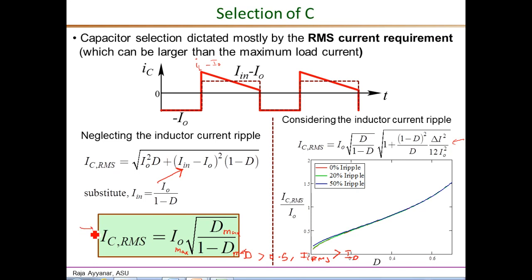So what is shown here is a very good approximation for the RMS current value, and we can use this for deciding the capacitor. This plot also confirms that for D greater than 0.5, which is marked here, any D above 0.5 results in the IC RMS being higher than IO itself. So anywhere beyond this, the IC RMS is higher than IO.